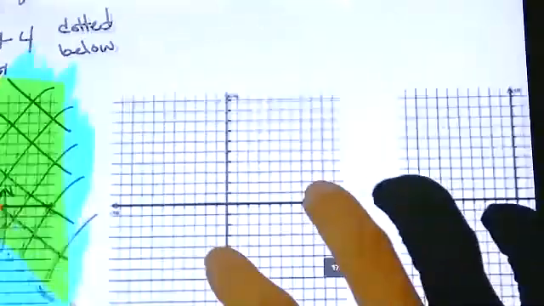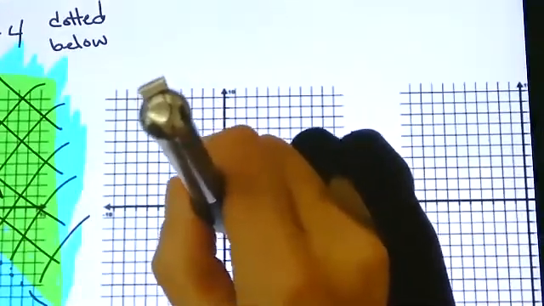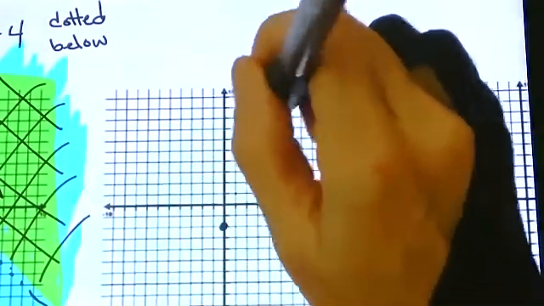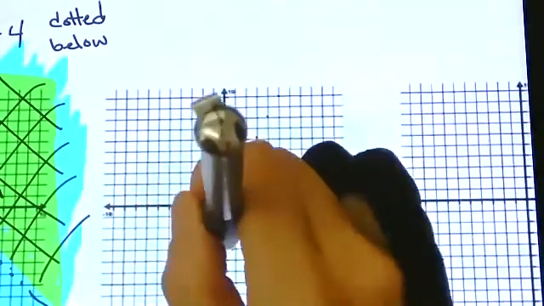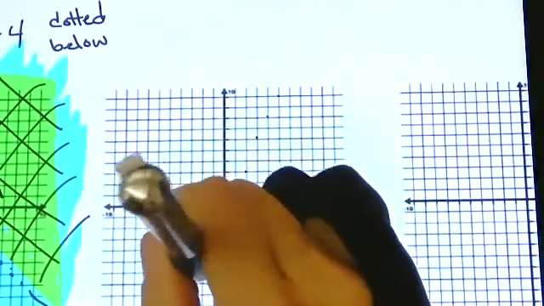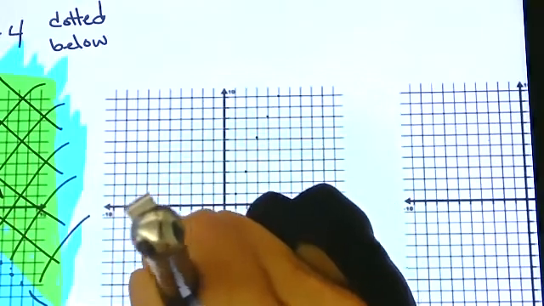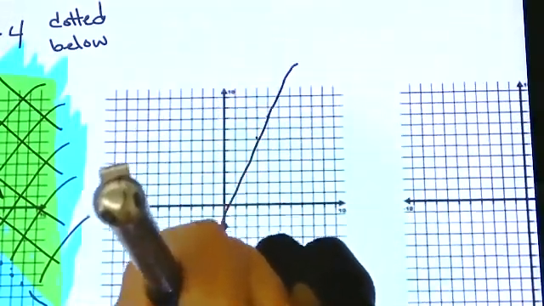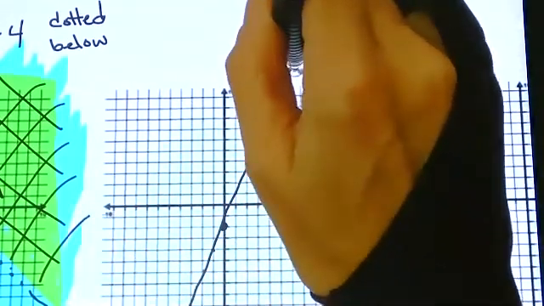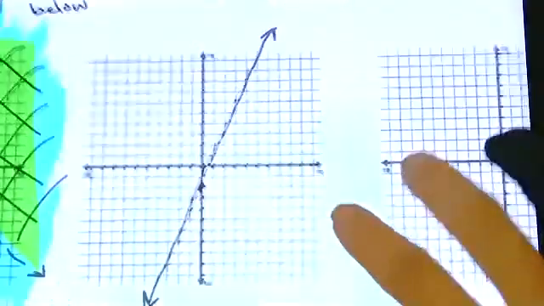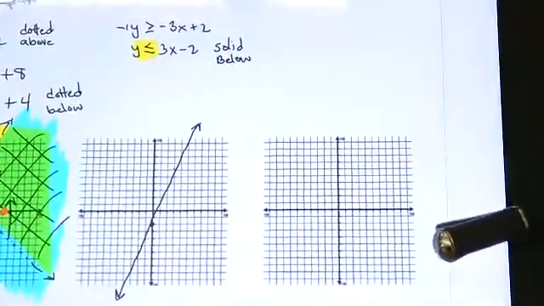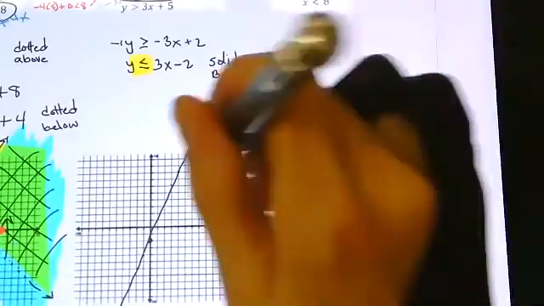So, go to my graph. Negative 2. Slope is 3. And 1, 2, 3, 1, 2, 3, 1, 2, 3. So solid. Okay, so there's my solid line on the graph with a y-intercept of negative 2 and a slope of 3. I'm going to shade below. Below is down here.